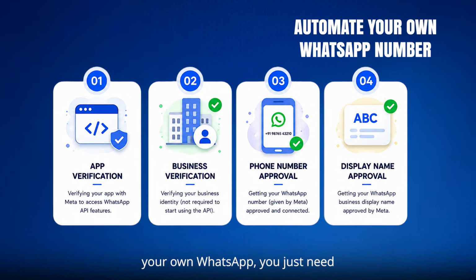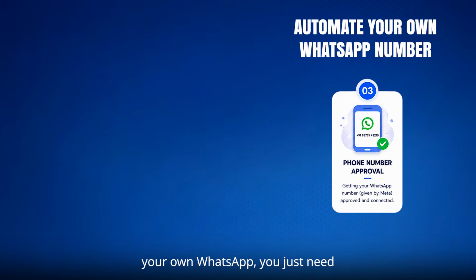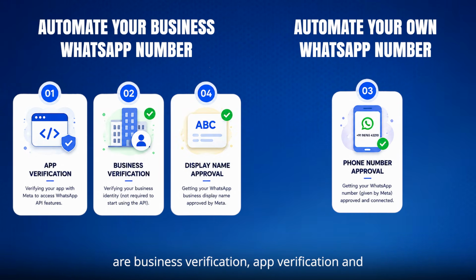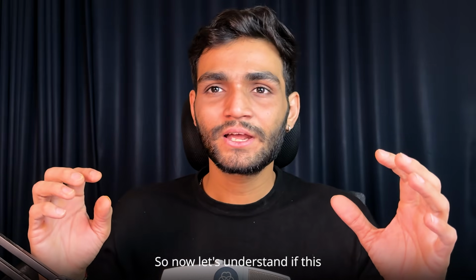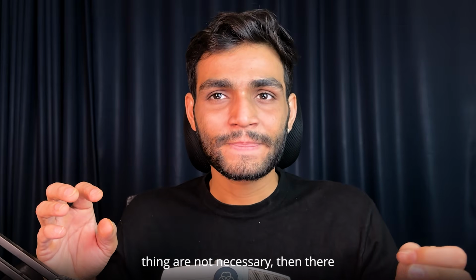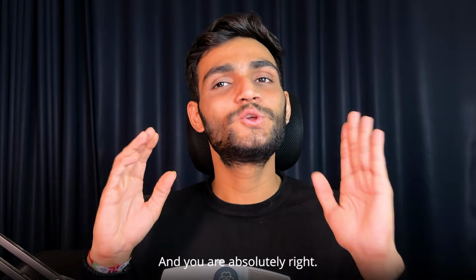Now if you want to automate your own WhatsApp, you just need the phone number verified, that's it. All the other three things, which are business verification, app verification, and display name verification, are not mandatory. So now let's understand, if these things are not necessary, then there might be some kind of a limit, correct? And you are absolutely right.